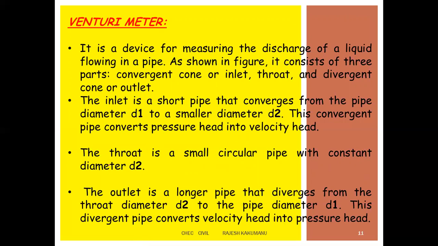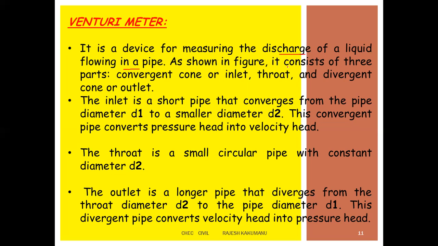The first one is the Venturimeter. It is a hydraulic device for measuring the discharge of a liquid flowing in a pipe. So how the fluid is discharging in a pipe.